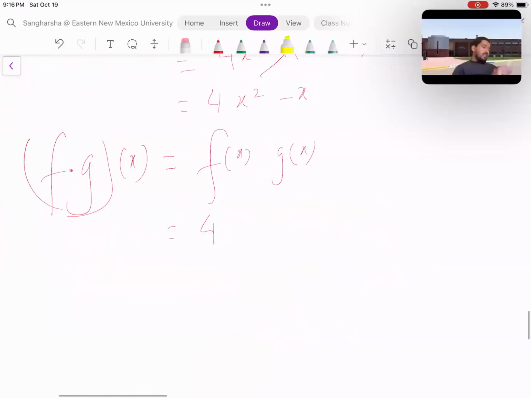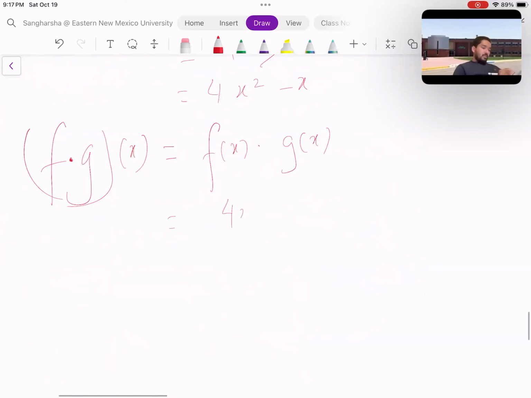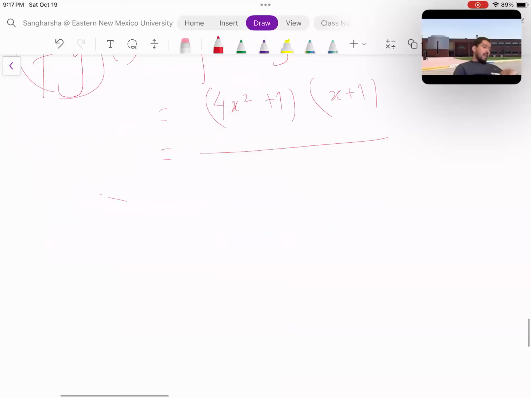Okay, now let's go to this one. In part C, we are asked to find the f times g function. We have a product here, so you are multiplying the f function and the g function. Our f function is 4x squared plus 1, and the g function is x plus 1. Use the FOIL method and simplify. This is for you.